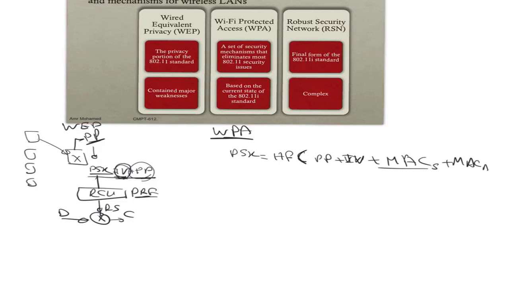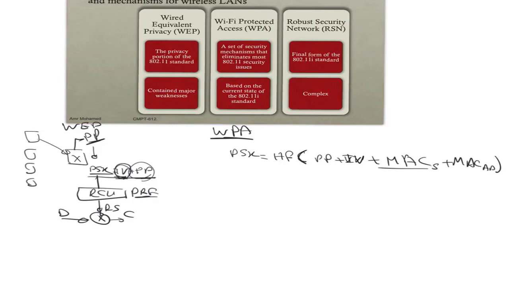Okay. So what they did in WPA, which is like a software upgrade, as we said. Here, the pre-shared key is actually specific to each station, which is based on a hash function, composed of the passphrase, of course, plus the initial vector, plus the MAC address of the station and the MAC address of the access point.